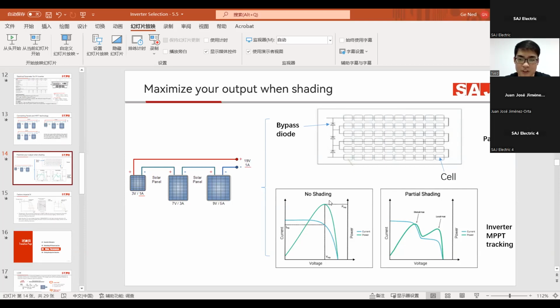And on the inverter side, normally it works like here to achieve the maximum power point. But when there is partial shading, as you can see here, the current is decreasing sharply, and then the inverter will adjust the voltage and the current to find a new maximum power point. This is also why multi-MPPT technology can help you to achieve a better power yield.